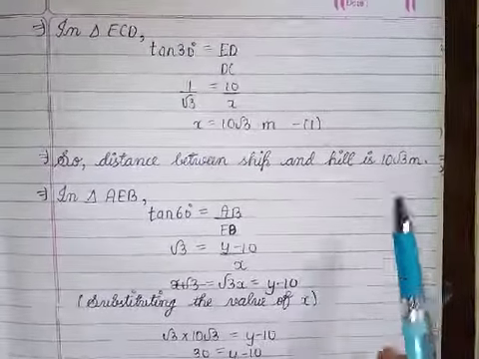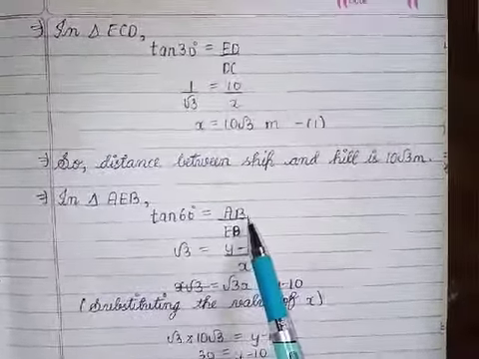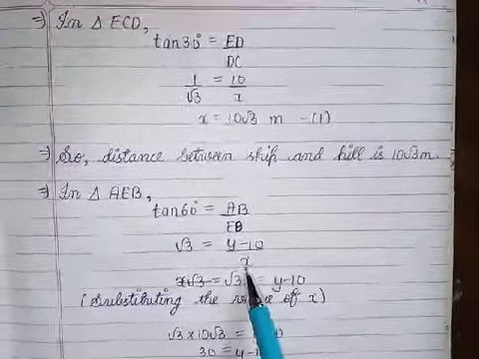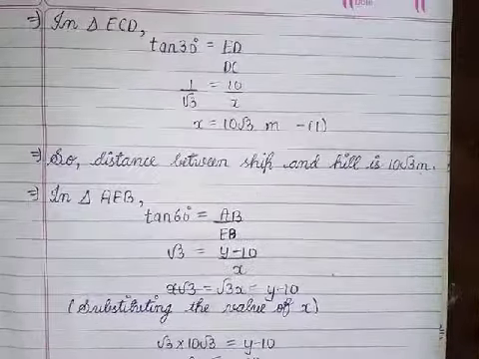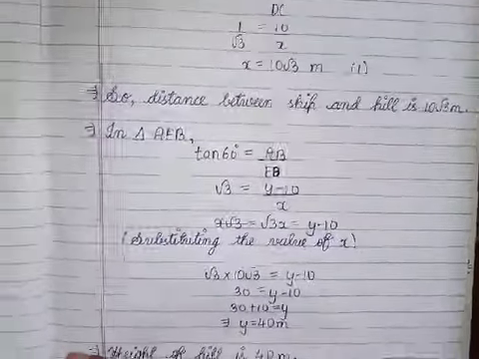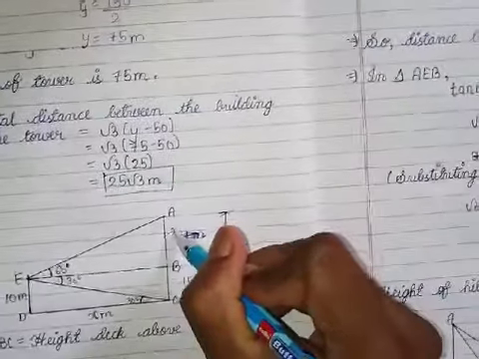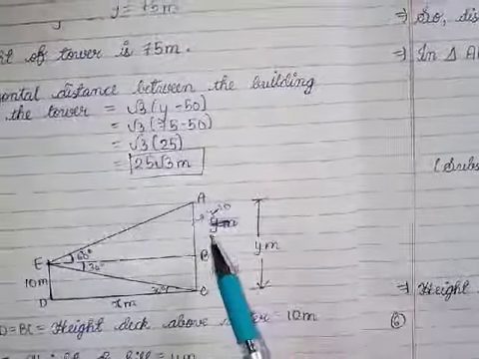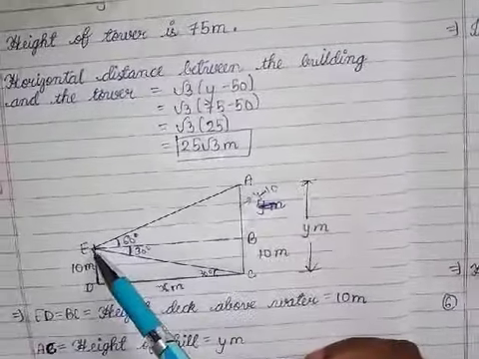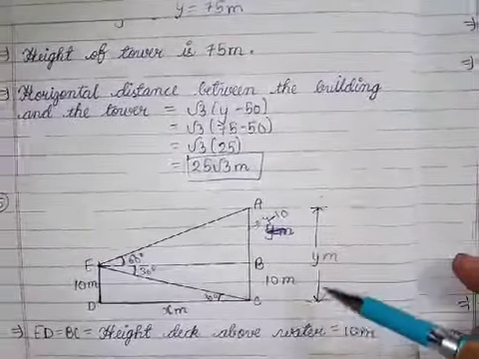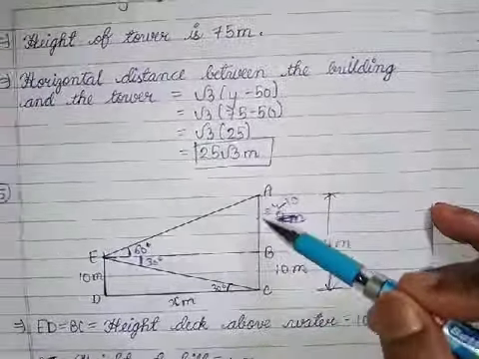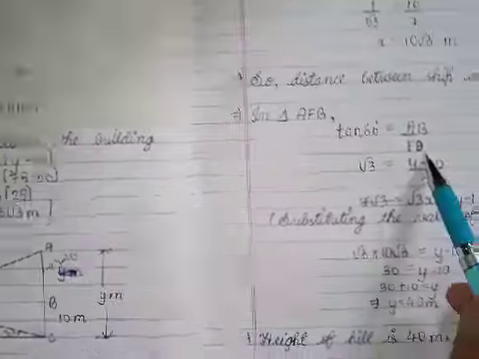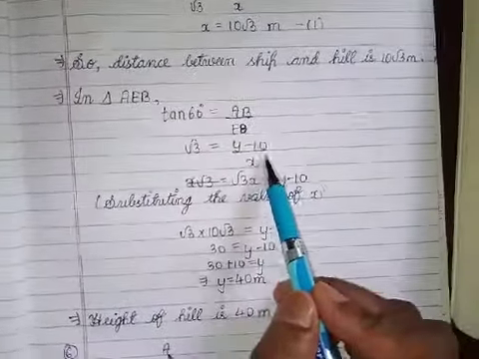Now, angle A: tan 60 is equal to AB upon ED. So root 3 is equal to y minus 10 upon x. If you take this triangle AEB, the whole length is y, this is 10. So this distance AB is y minus 10. So tan 60 is equal to AB upon ED. So root 3 is equal to y minus 10 upon x.